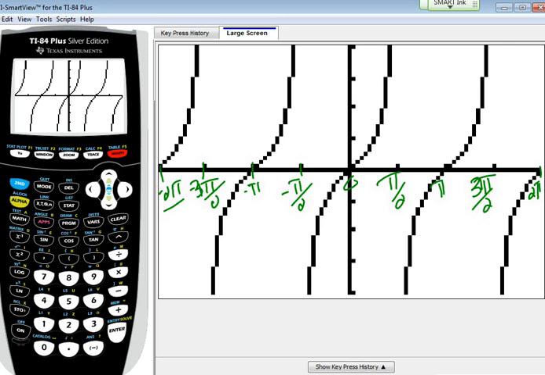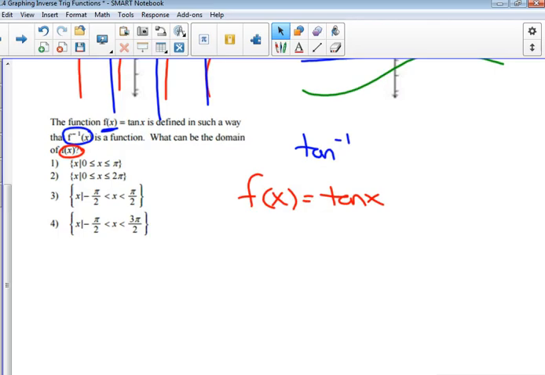If we look from 0 to pi, do we have a tangent at every single point between this? No. Where can we not have one? Pi over 2. So it's not going to work in here, because that pi over 2 is not working right at that spot. Okay, we can't do choice 1. This one's not going to work. So let's do 0 to 2 pi.